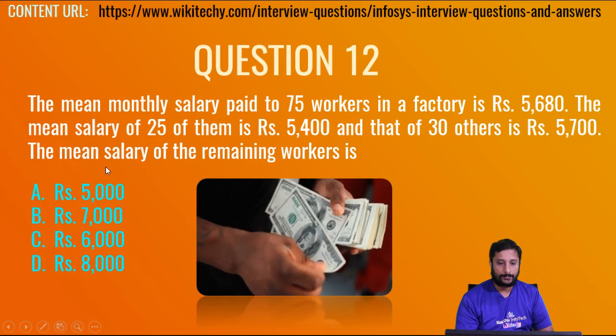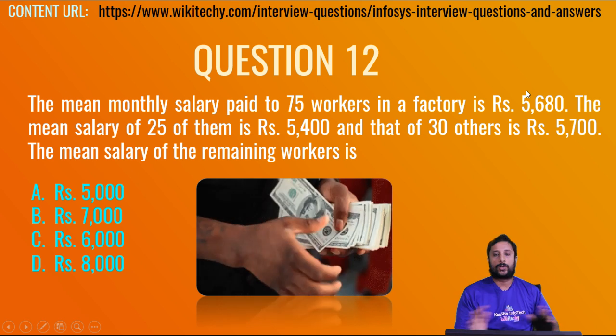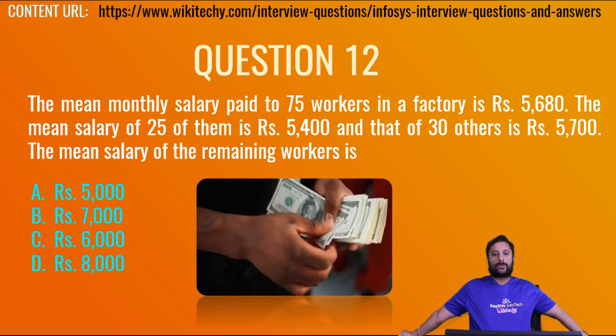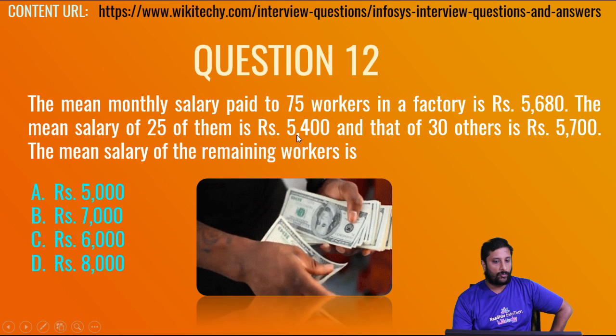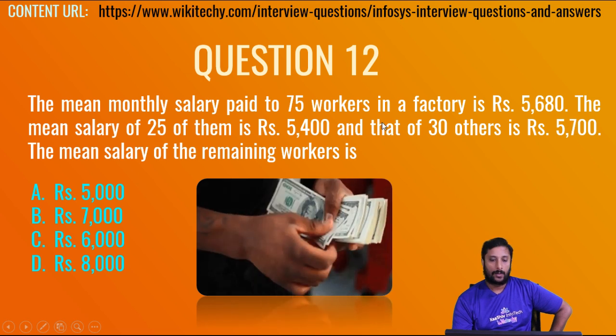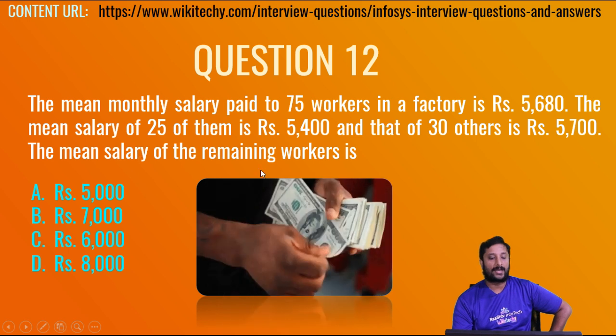The mean monthly salary paid to 75 workers in a factory is 5680. So 5680 divided by 75 is the average salary given to the employees. The mean salary of 25 of the people is 5,400, so 25 into 5,400 will give the total amount. The 30 is of 5,700. So among 75, 25, 30, the remaining 20 people's salary is what? That's the question.